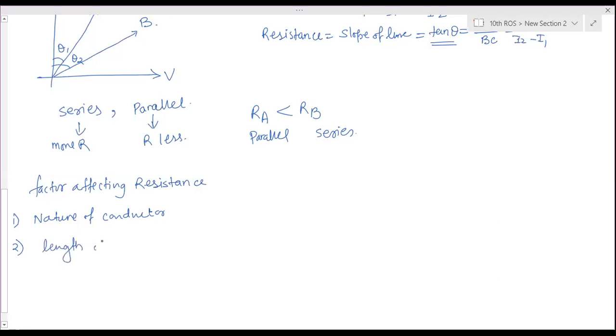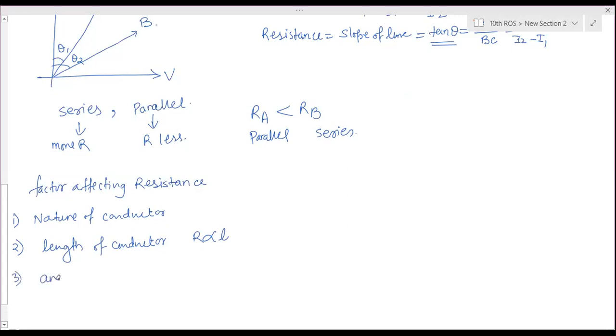Second is length of the conductor. R is directly proportional to L. As length increases, the number of collisions between the electrons and the particles increases, due to which the resistance will also increase.